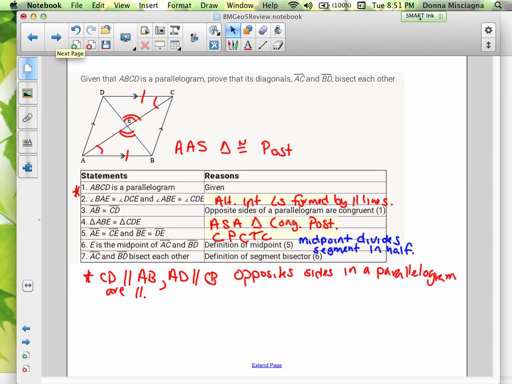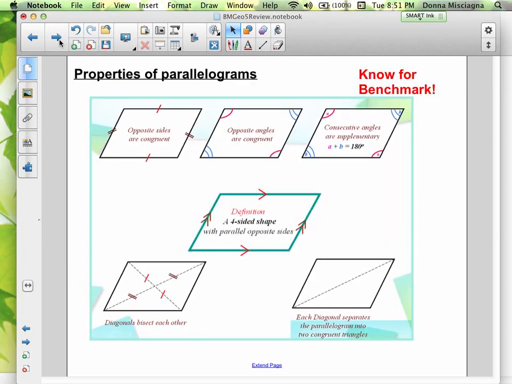All right, let me know if you have any questions on these parallelogram proofs, proving some of those theorems about a parallelogram are true. You do need to know the properties of the parallelograms. There are 5 ways to prove that a figure, a quadrilateral, is a parallelogram. In our last 2 proofs, we proved 2 of them. We proved that the diagonals bisect one another, and we also proved that the opposite sides are congruent. That was the one we proved.